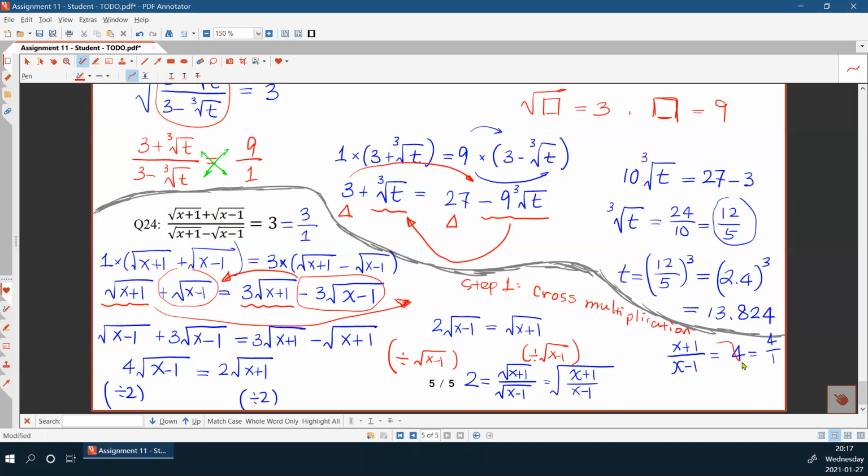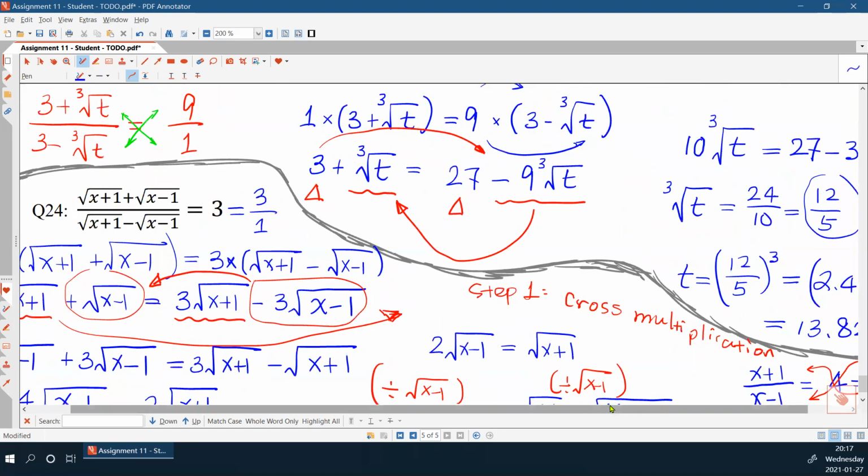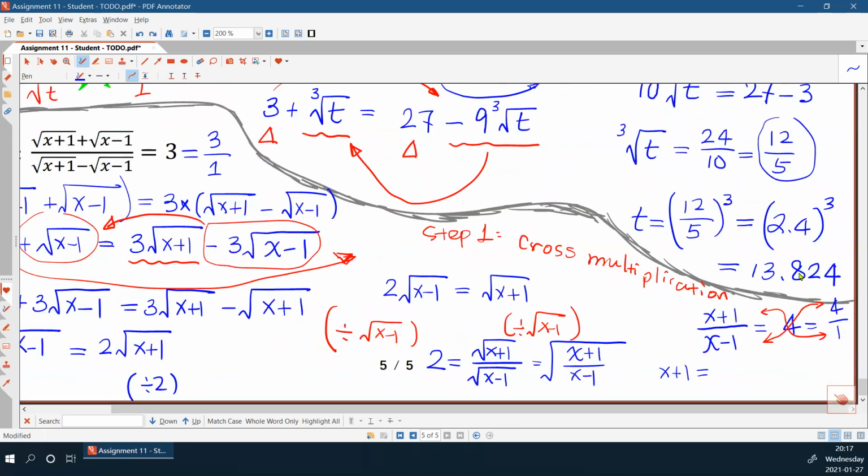And next, we can use the cross multiplication method. And this gives you x plus 1. Oh, enlarge. This gives you x minus 1. Okay, I'll change the color, make it highlight, because we don't have enough space here. x plus 1 is 4 times x minus 1, right? So this gives you x plus 1 is 4x minus 4, right? And this means 3x is 5.